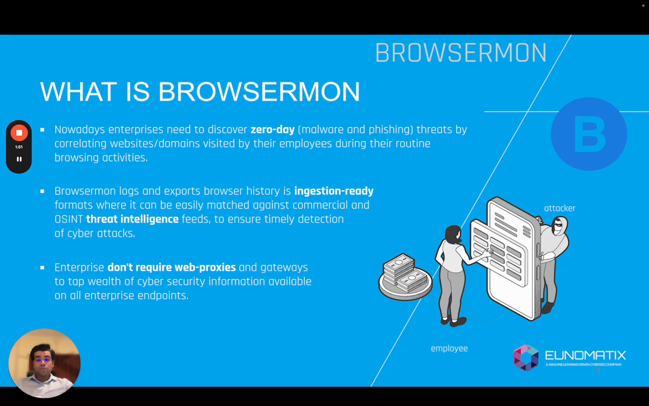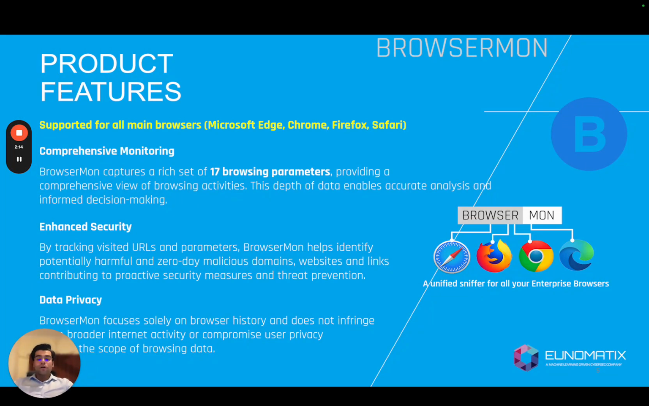BrowserMon creates logs in ingestion-ready formats like CSV and JSON, and you can feed these into intelligent feed systems, which can raise red flags if there are any. The simple architecture of BrowserMon allows enterprises to not worry about web proxies or even gateways. BrowserMon offers a rich set of 17 browsing parameters that it continuously monitors, and these enable you to make accurate analyses and informed decisions.